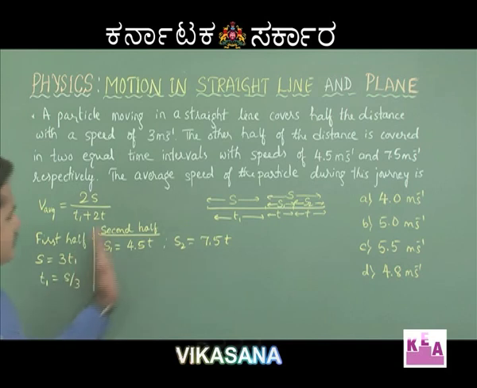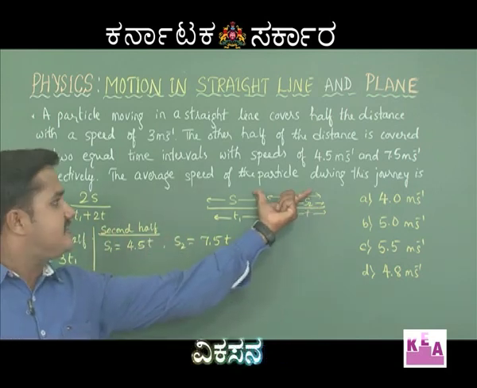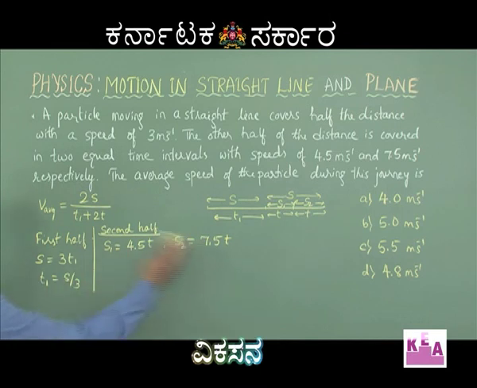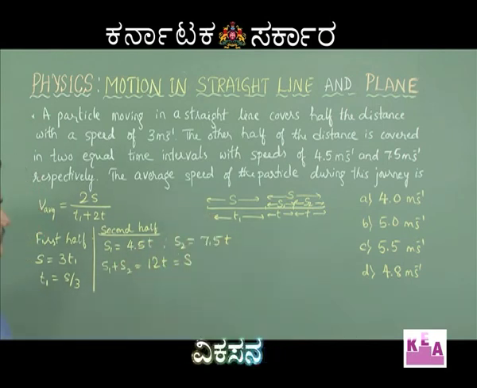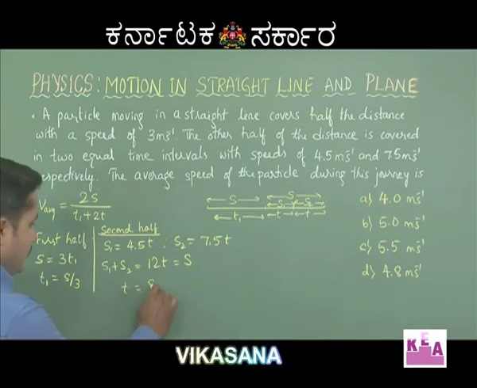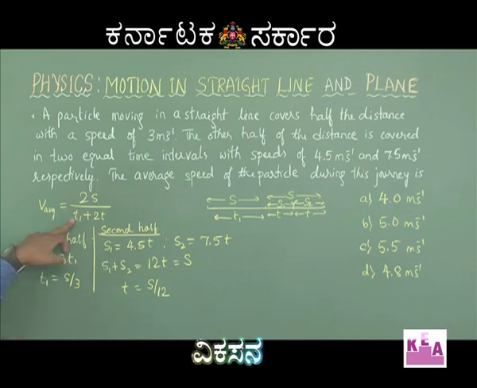So, what does S1 plus S2 give you? The total distance is S again. So, I can always add these two, S1 and S2. So, S1 plus S2 is 4.5 plus 7.5, that is 12t, and that is equal to your S. So, I got my t. t is equal to S by 12. Now, have a look at your formula for average speed. 2S divided by t1 I got here, t also obtained here. So, by substituting I can find out average speed. That is the final step.